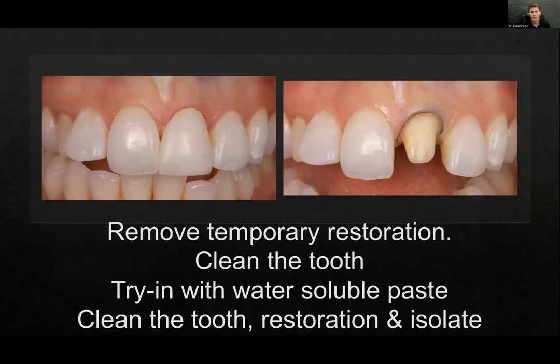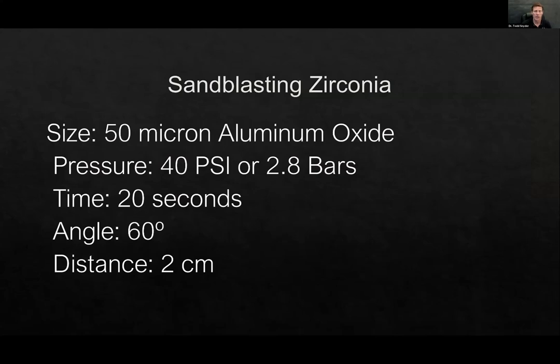So the same thing: remove the temporary restoration, clean the tooth, and try in with a water-soluble try-in paste. After doing that, you're going to clean the tooth, clean the restoration, and isolate it again. So again, you'll see that all those steps are exactly the same. Okay. From there, your zirconia crown should have come back from the laboratory, sandblasted.